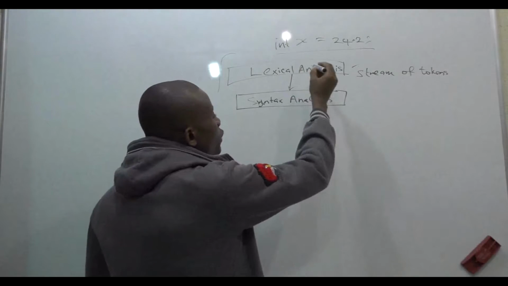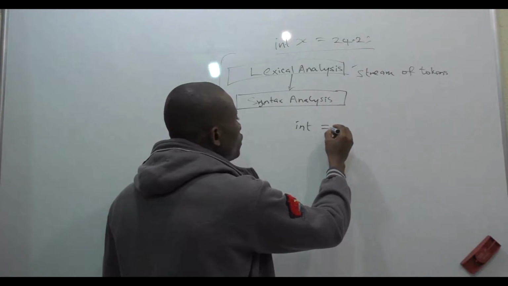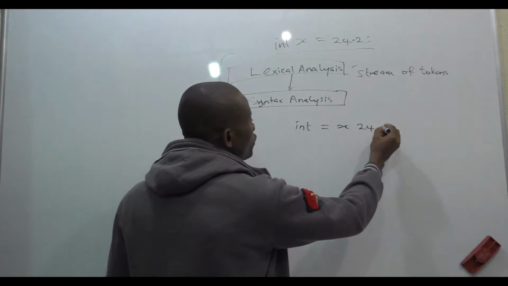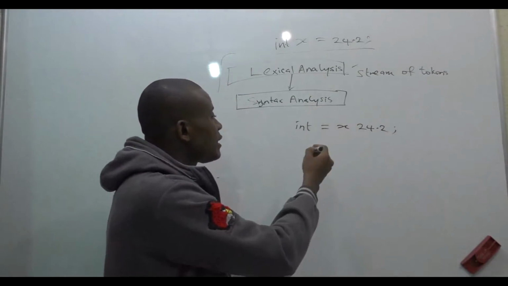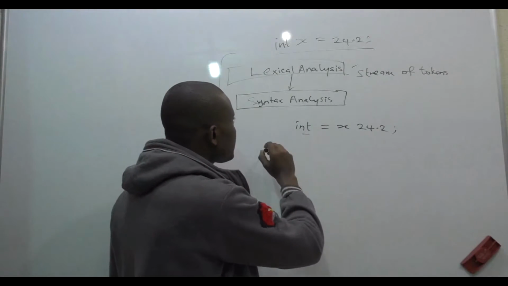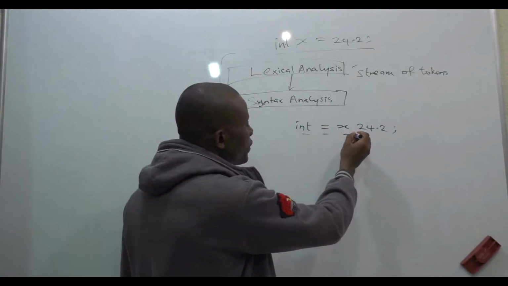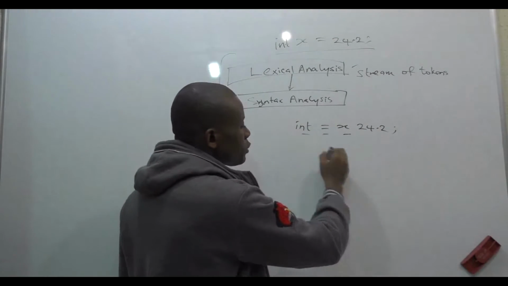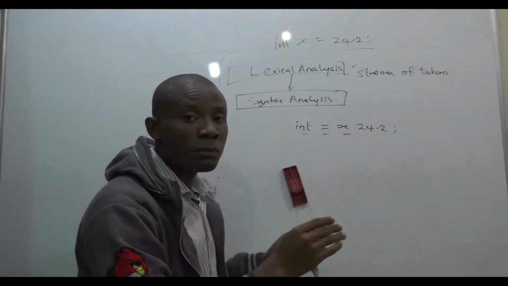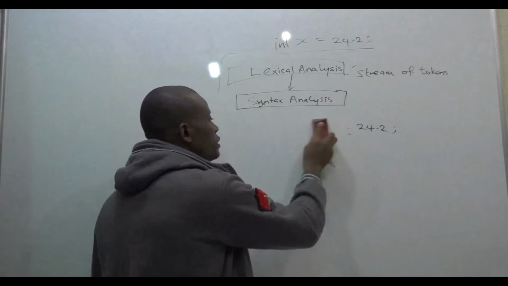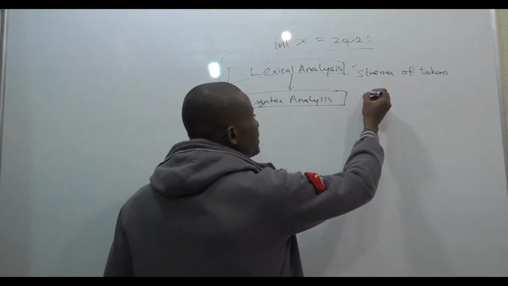What it means is that if you have an incorrectly written program like int equal to x 24.2, the syntax analyzer is going to detect this error because it's going to read this identifier, and this is operator, this is variable, and then it will detect an error. So syntax analysis detects syntax errors and makes sure that the input program corresponds to the syntax of the language. If it doesn't, it reports an error. The output of the syntax analysis phase is a parse tree.